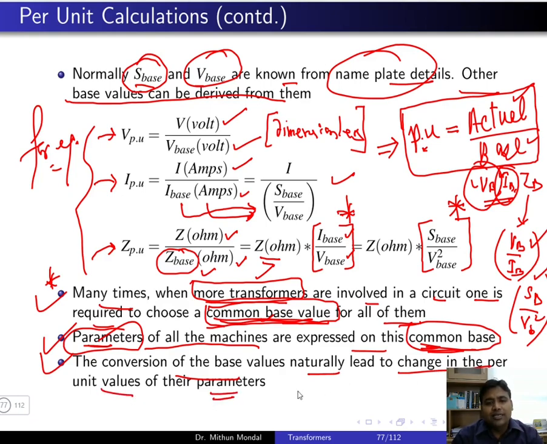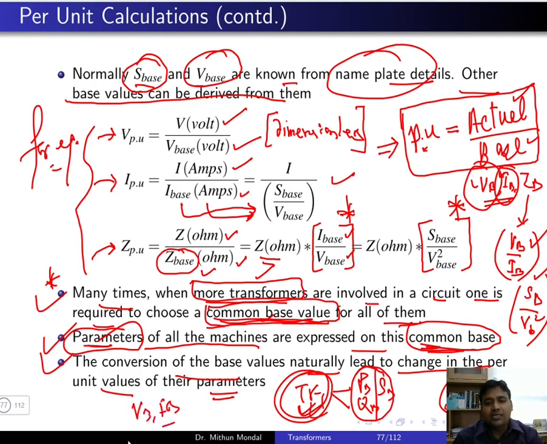So suppose there is only one transformer and we have set the base values of the power, reactive power and the complex power. Now if this transformer is a part of the other transformer TF2 and both the transformers are chosen for a particular common base, then these base values whatever is chosen for the base for this transformer will change depending upon the new base value that you have chosen for the entire system.